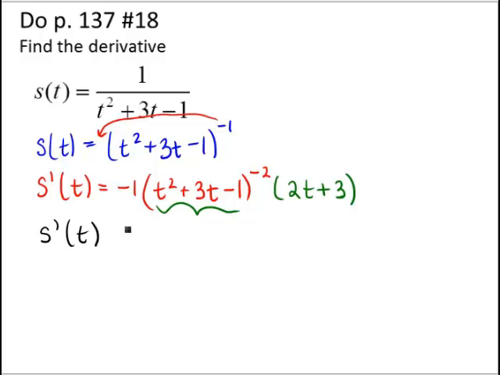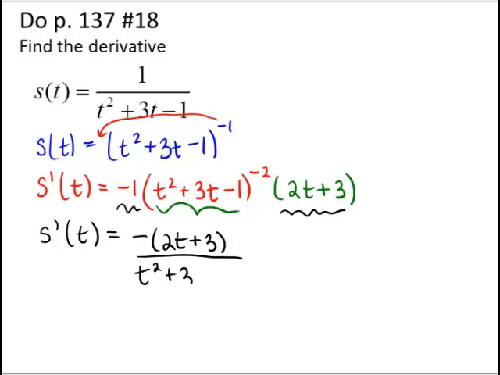So when I simplify it, I'll go ahead and say this is a negative, I'm getting that from right there, I'm going to put my 2t plus 3 out front. And then I'm going to go ahead and put this last part on the bottom of the fraction, because it is to the negative second power. So I have t squared plus 3t minus 1 to the second power. Now I could have gone ahead and distributed that negative through, but I'll leave it as it is.